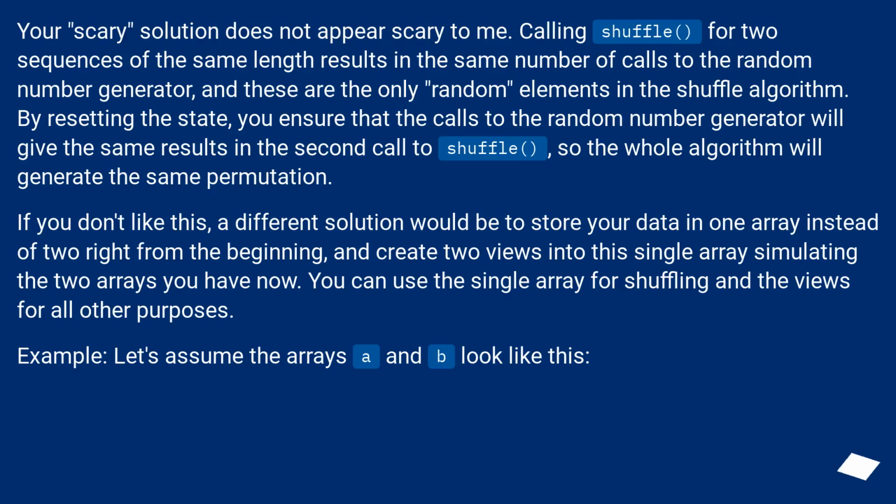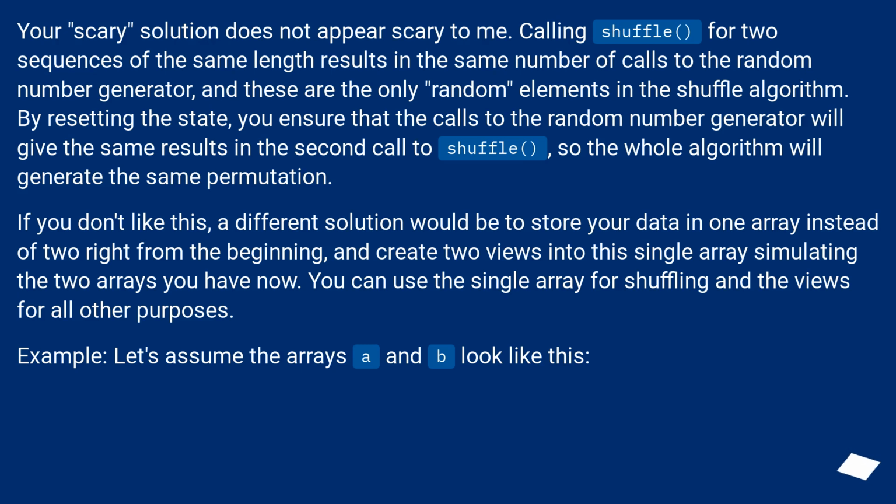Your scary solution does not appear scary to me. Calling shuffle for two sequences of the same length results in the same number of calls to the random number generator. And these are the only random elements in the shuffle algorithm. By resetting the state, you ensure that the calls to the random number generator will give the same results in the second call to shuffle, so the whole algorithm will generate the same permutation.